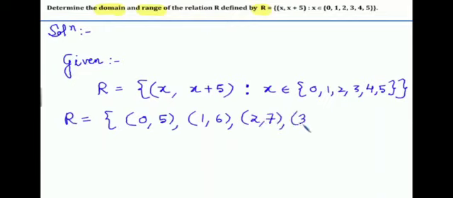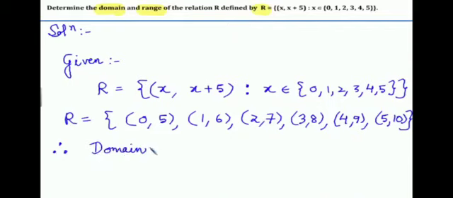If X is equal to 2 then Y is equal to 7 and so on: 3, 8, 4, 9, 5 and 10. We can't take an X value more than 5. So your final possible relation is (0,5), (1,6), (2,7), (3,8), (4,9) and (5,10). Right? An intelligent student asked me a question: sir, X belongs to 0 to 5, then why do we take 5, 6, 7, 8, 9, 10 in the second element?